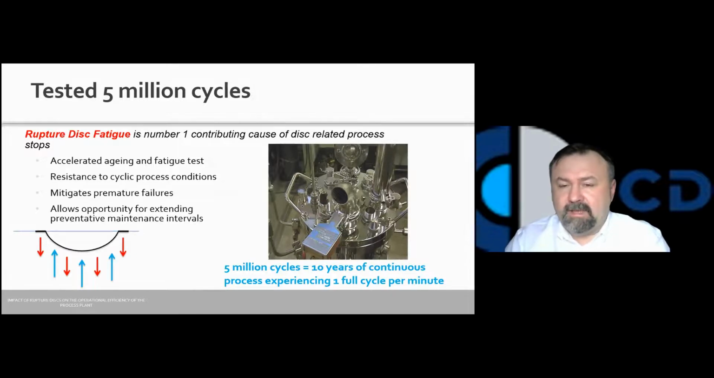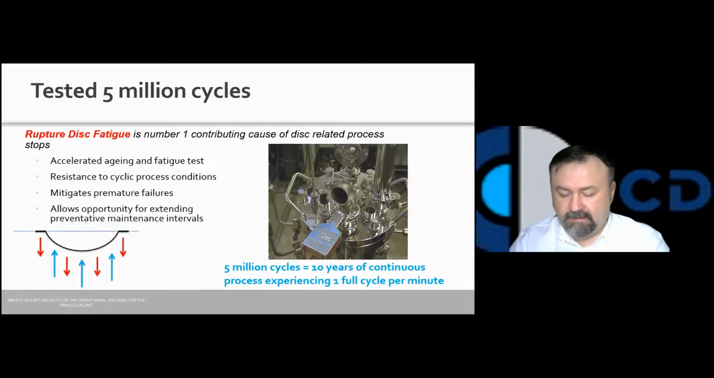And with a rupture disk failing prematurely because of fatigue, as a lot of common rupture disks or standard rupture disks in the industry do, the process stops. Fatigue failure is not associated with an overpressure event. It's simply the disk getting fatigued by cycling, and it requires to be replaced. So the process stops.